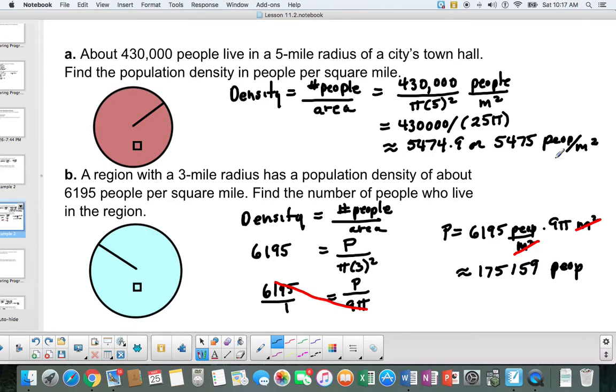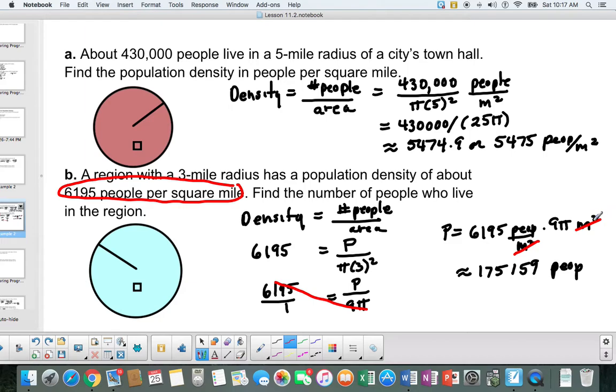Now, what's interesting about the next problem is that they're giving us the density. So again, writing out the formula is a good idea. Substitute what you know, and what we're looking for is the number of people. So I put P for people, and here's my area. This looks a lot like a proportion, so I went ahead and put it over 1, and I will cross multiply. And remember, this represents people per mile squared.